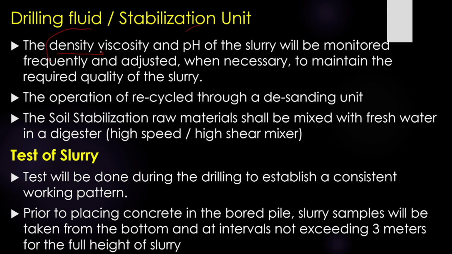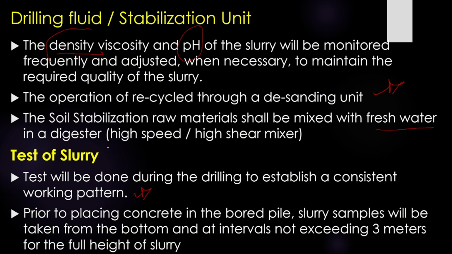Then we need to check also the pH of that slurry. That needs to be monitored frequently and adjusted when necessary to maintain the required quality of the slurry. The next thing that we're going to see in the figure is the recycling and desanding unit. The soil stabilization raw material shall be mixed with fresh water, so the pH value can be in the correct range. The slurry must also be tested during the drilling to establish a consistent working pattern.